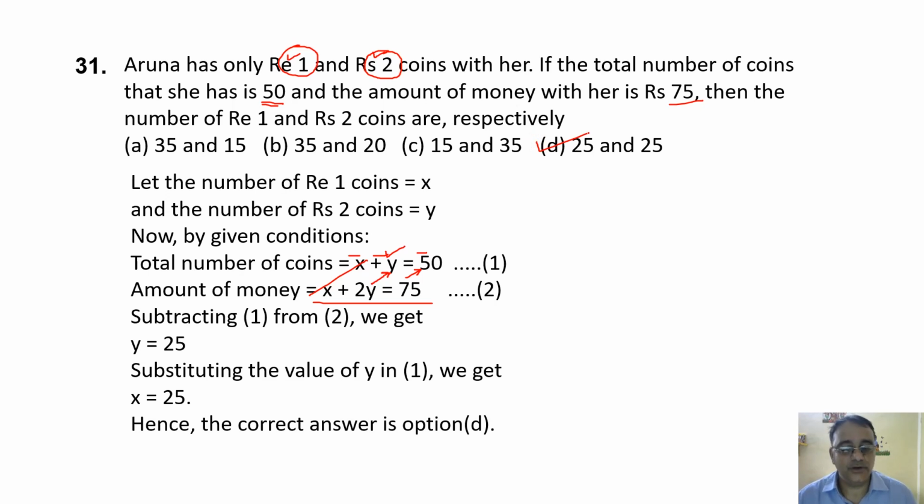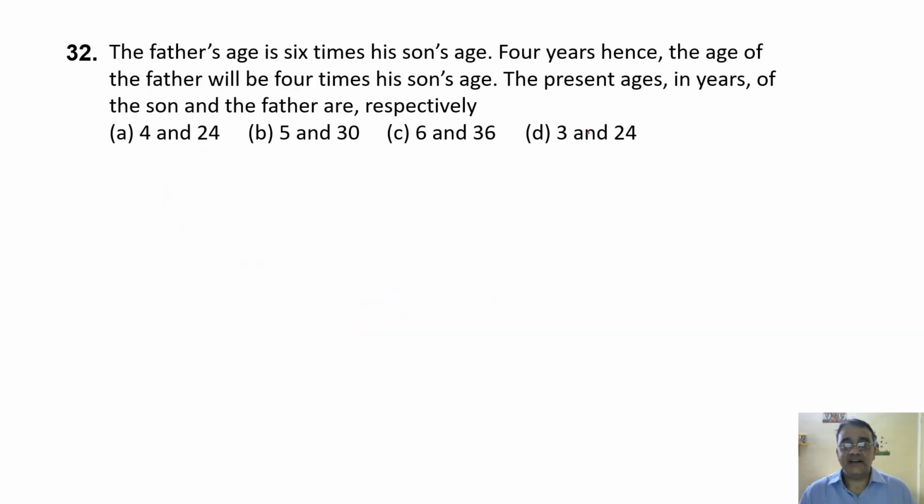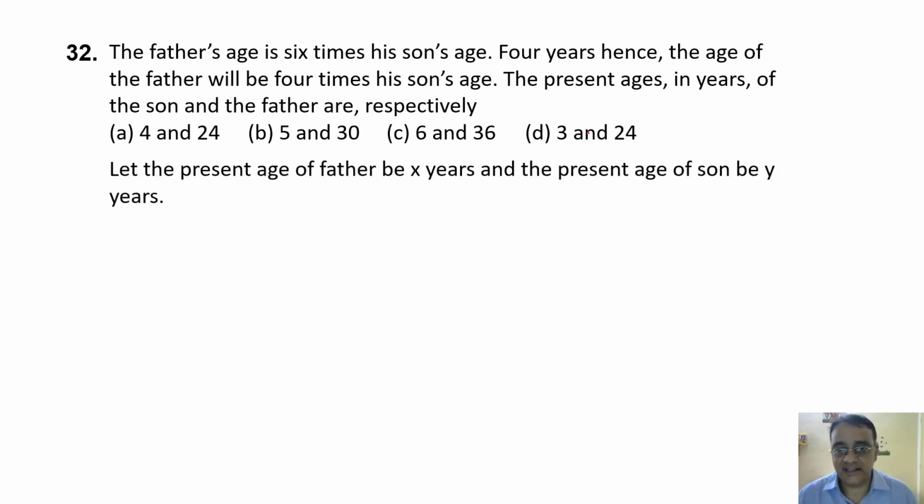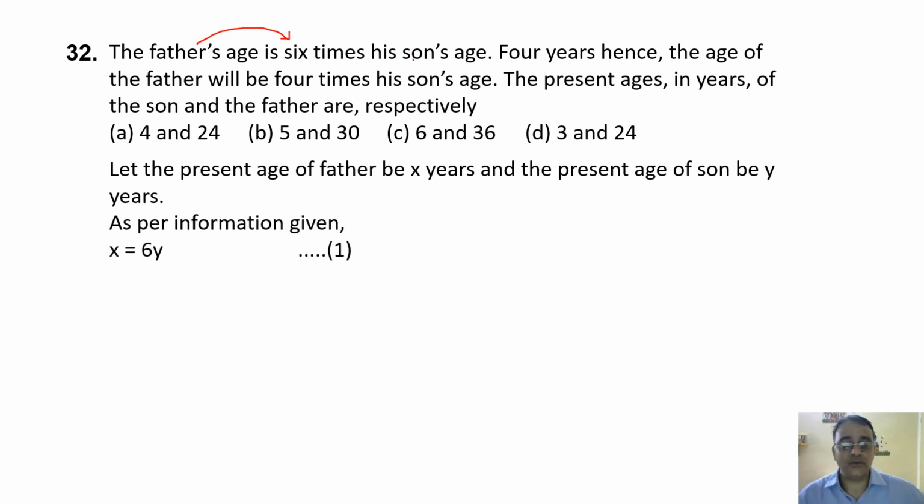So now we are moving toward question number 32. The father's age is 6 times his son's age. 4 years hence, the age of the father will be 4 times his son's age. The present ages in years of the son and the father are respectively. So first let's take x and y, x for the father and y for the son. Okay. So according to the question, father's age is 6 times his son's age. So x is equal to 6y. So this is the first equation.